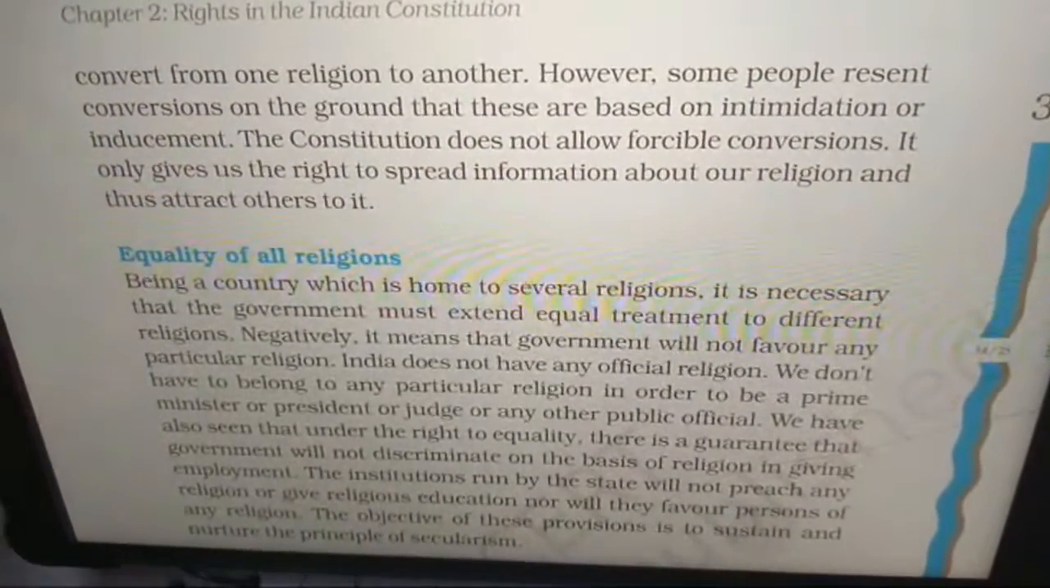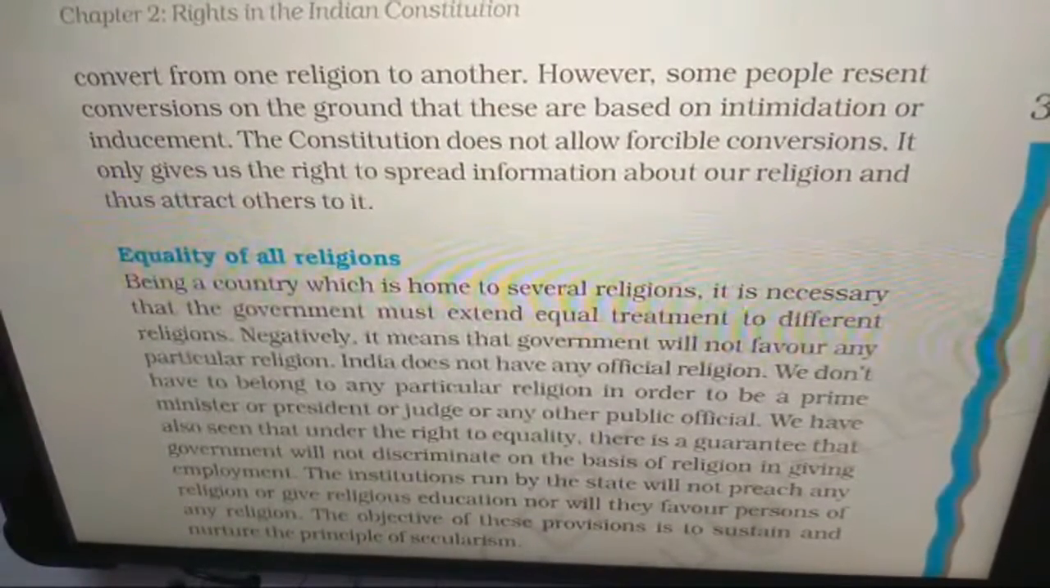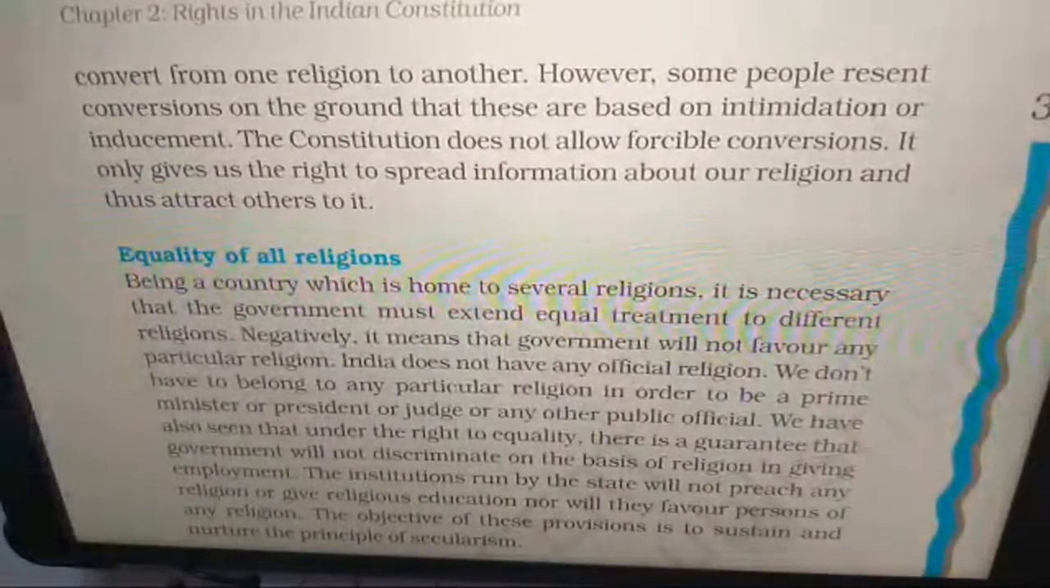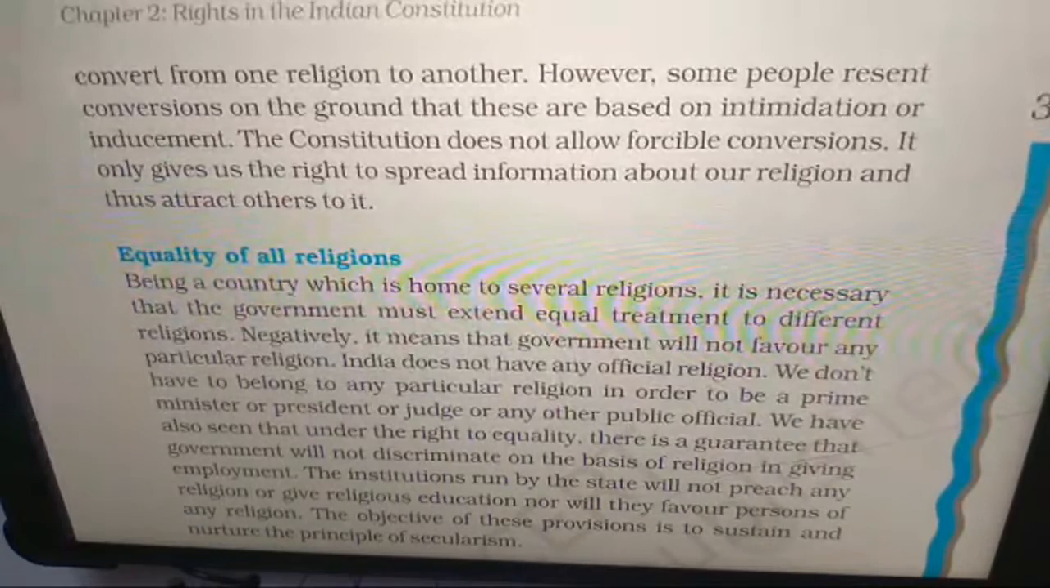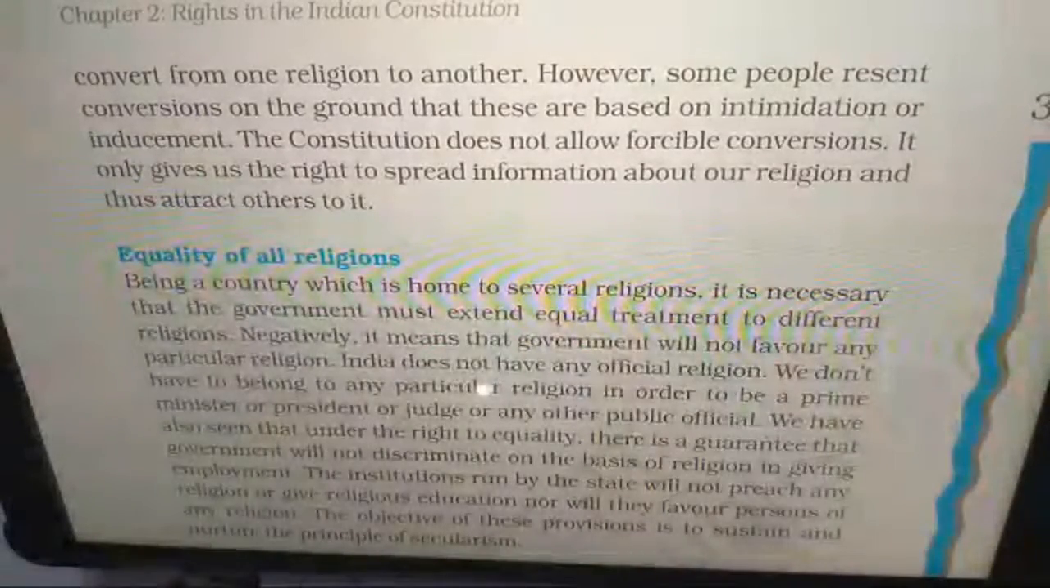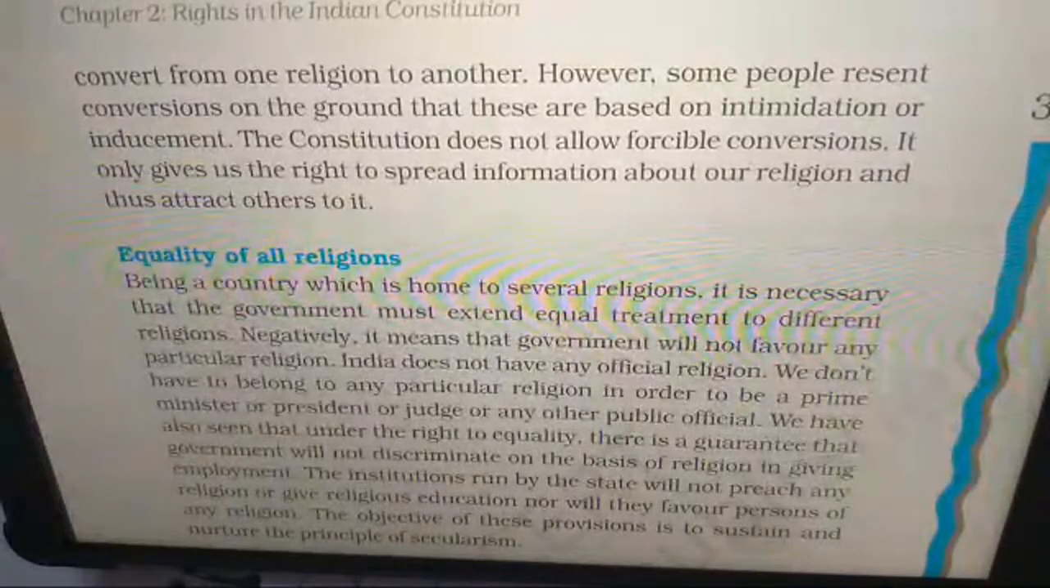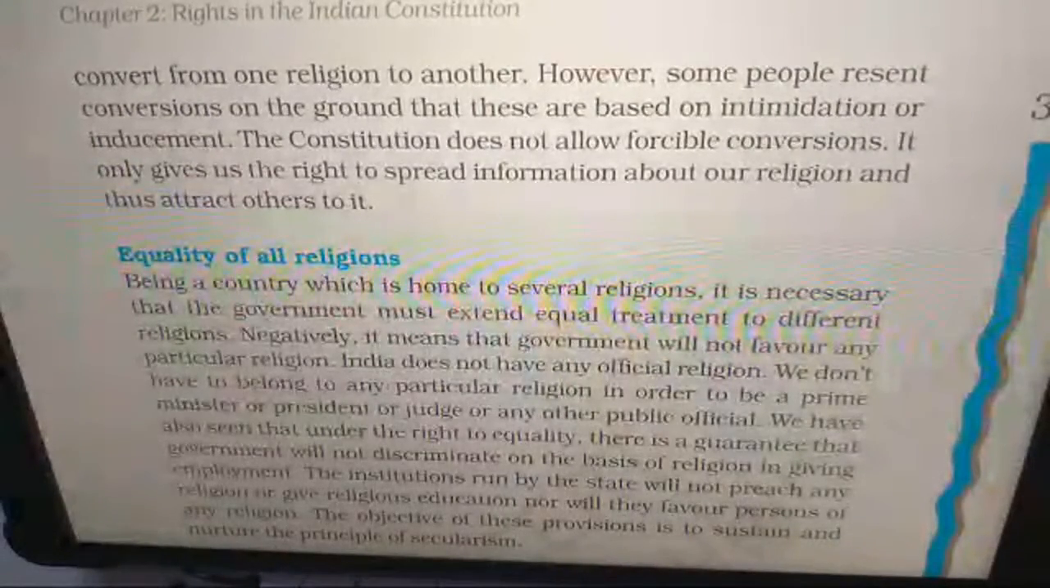However, some people resent conversions on the ground that these are based on intimidation or inducement. The Constitution does not allow forcible conversions. It only gives us the right to spread information about our religion and thus attract others to it.